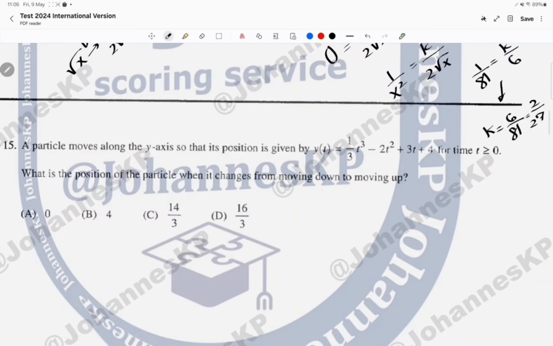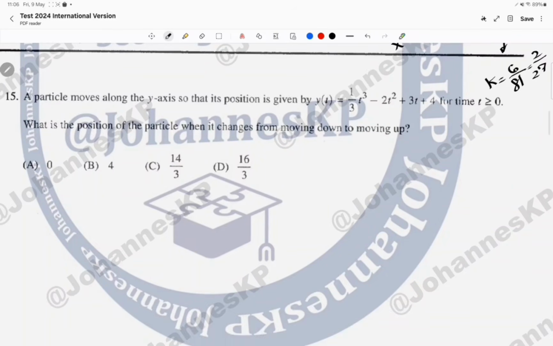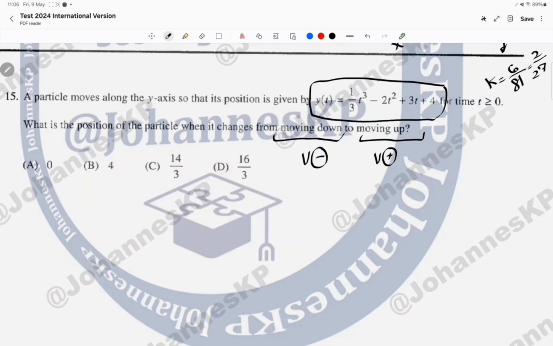15. A particle moves along the y-axis, so its position is given by this equation. That's the position equation. What's the position when it changes from moving down to moving up? Do you know what that means? Moving down means the velocity is negative. Moving up means the velocity is positive. So of course, to go from negative to positive, it has to become 0, right?